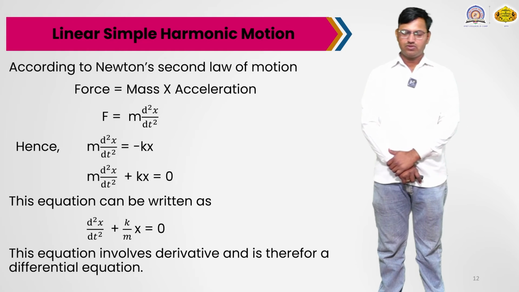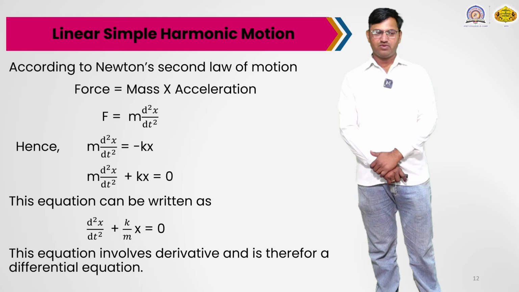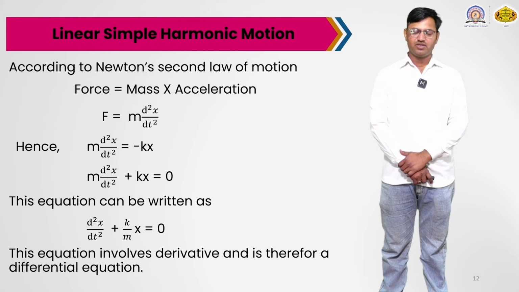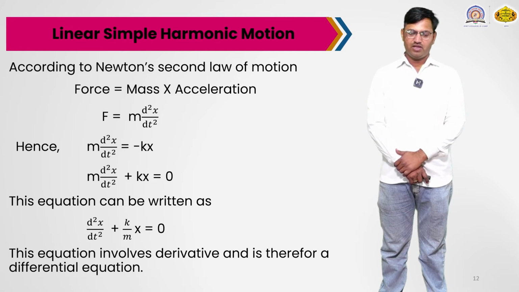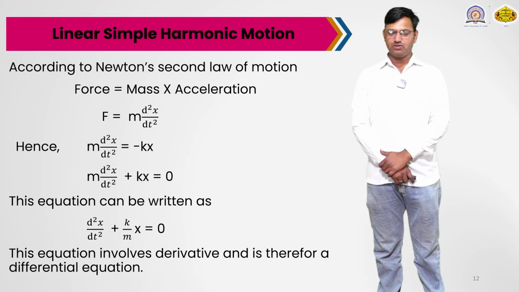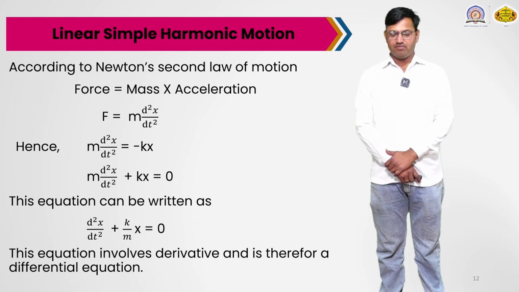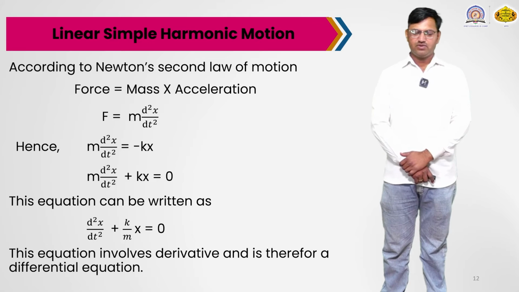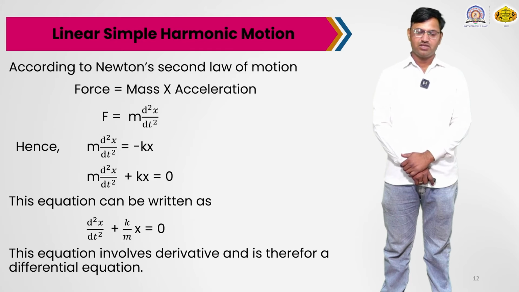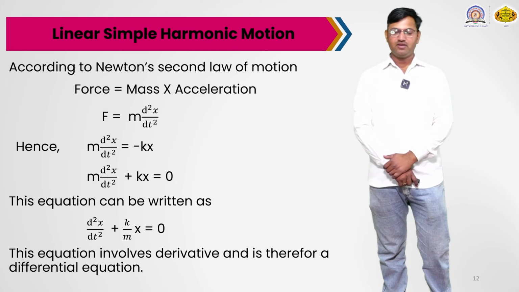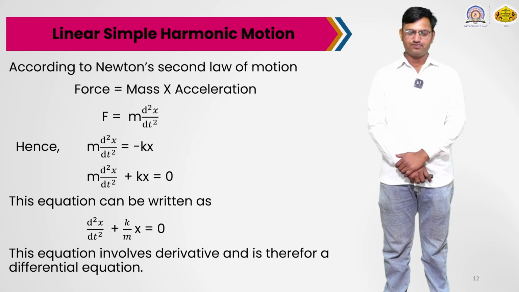Minus kx goes to the opposite side, therefore it is positive. m d square x upon dt square plus kx is equal to 0. This equation can be written as d square x upon dt square plus k upon m times x is equal to 0, dividing the above equation by m. This equation involves the derivative, and it is the differential equation of linear simple harmonic motion.